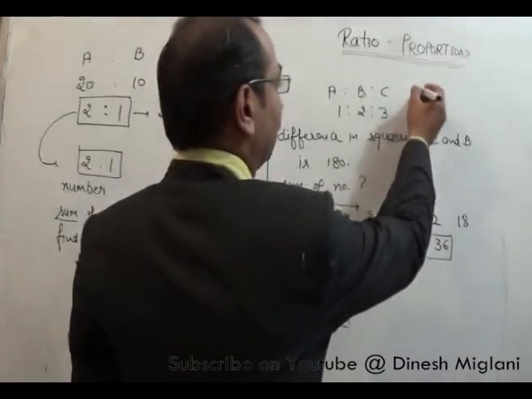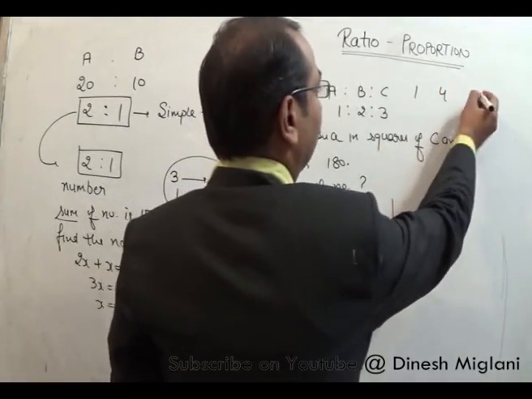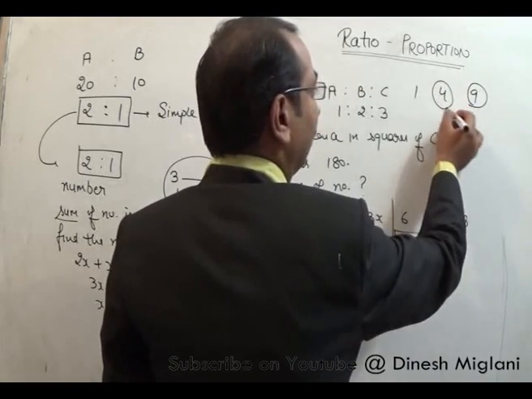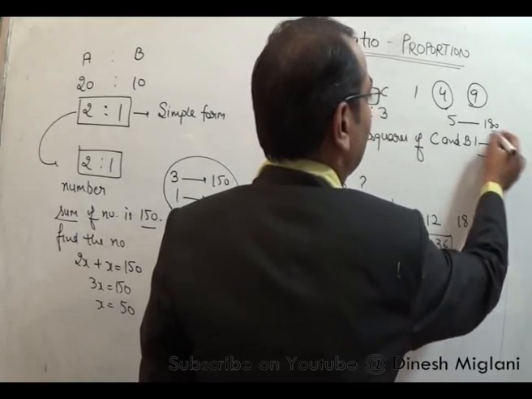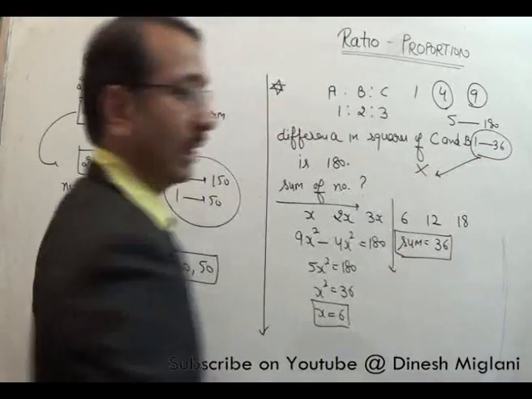Suppose I say 1 square is 1, 2 square is 4, 3 square is 9, and the difference between them is 5, that is equal to 180. Here I can say 1 will be equal to 36. That makes my question wrong, right?